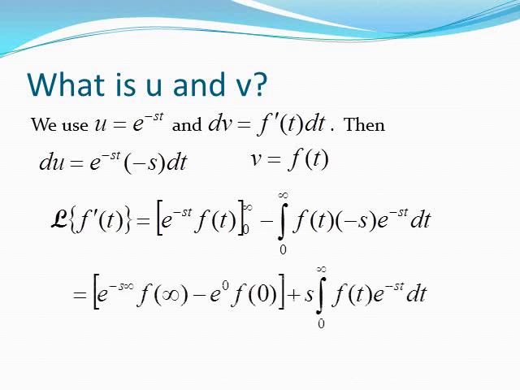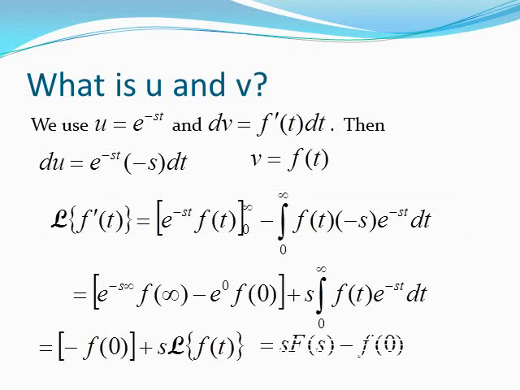Now if we evaluate it at its limits, we get this. What happens to be nice here is the exponential, when it goes to minus infinity, is 0. So this term goes away. The exponential at 0 is 1. And we get left with this. And this integral over here, that's the definition of a Laplace transform for the function f of t. And so our answer becomes this, where the capital F of s is the Laplace transform of f. And so that is how you find the Laplace transform of a derivative.